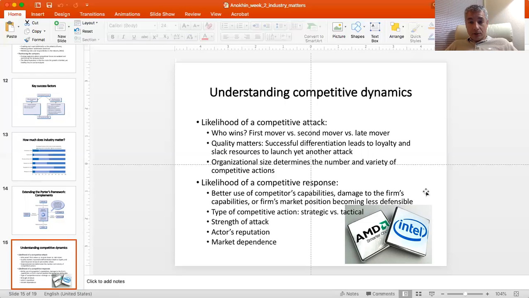First of all, the likelihood of a competitive attack. A lot depends on who is likely to win. First movers or late movers, right? Second movers, late movers, whatever. We are conditioned to believe that first movers always have advantages. That if you're a pioneer, you establish yourself in a market, and then you live there happily ever after.